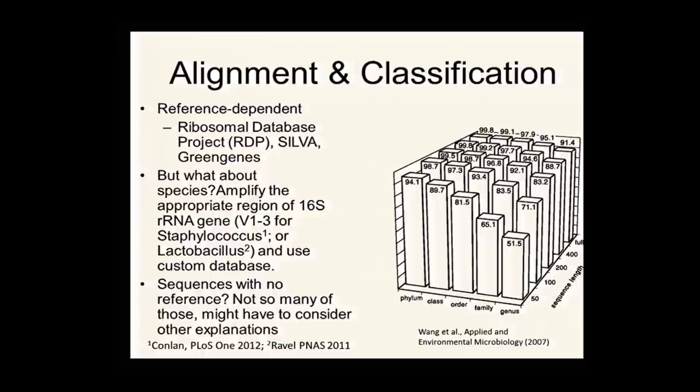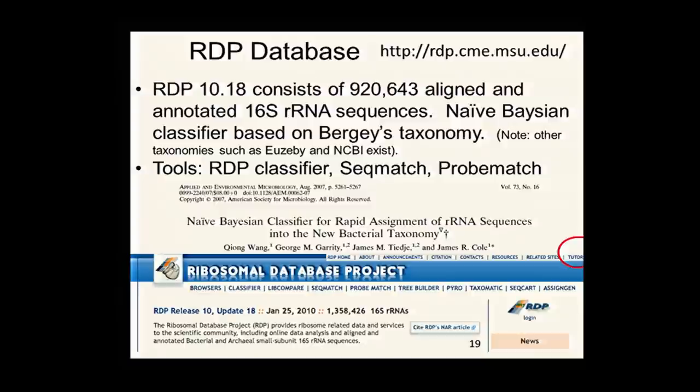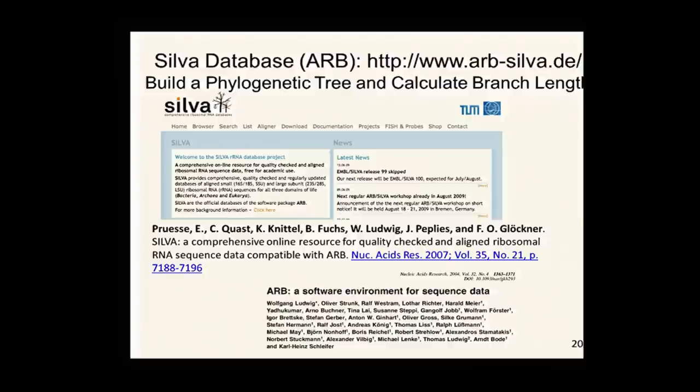So if you come back and you think that you have a lot of bacterial sequences that don't match a family or don't match an order or even don't match a genus, you might have to consider some other explanations. And in three slides, I'll get to that. So here's how you would access RDP. There's a good tutorial. Most of these microbiome tools now actually have really good tutorials associated with them. The Silva database also is really very robust and solid.